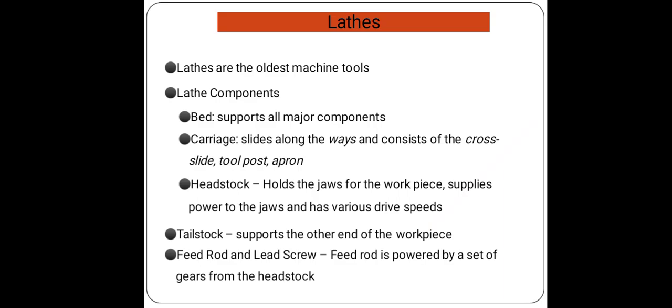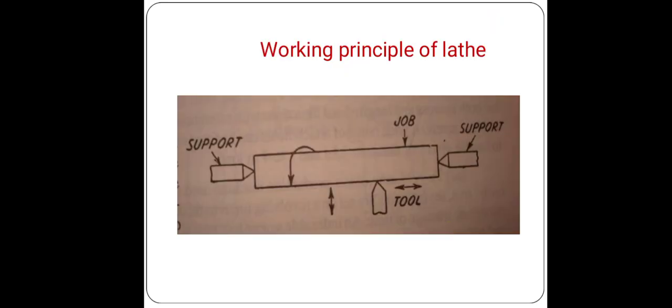Bed supports all major components; it is a supporting element. The carriage slides along the ways and consists of the cross slide, tool post and apron. Headstock holds the jaws for the workpiece, supplies the power to the jaws and has various drive speeds. Tailstock supports the other end of the workpiece. Feed rod and lead screw: the feed rod is powered by a set of gears from the headstock.